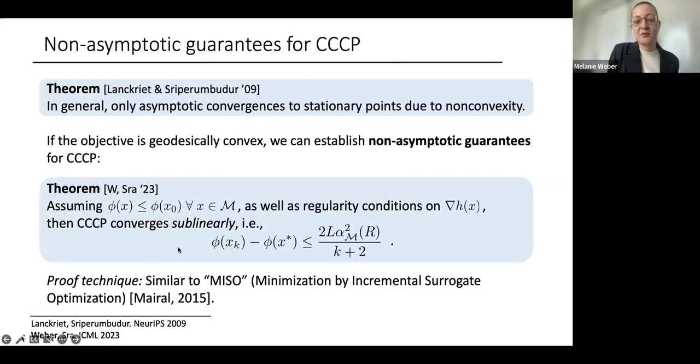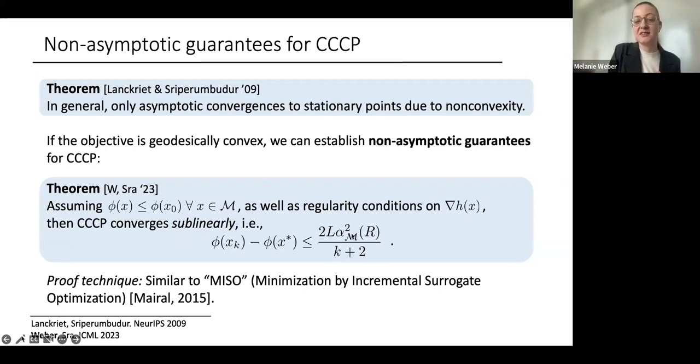So, informally stated, our result is that we assume some bounded level set assumption and impose some mild regularity conditions on the gradient of the component function h. Both of those are not very strict assumptions, so they're fulfilled for many examples where we encounter such problems in practice. Then in that case, we can prove that the CCCP algorithm converges at a sublinear rate. So again, something on the order of 1 over k.